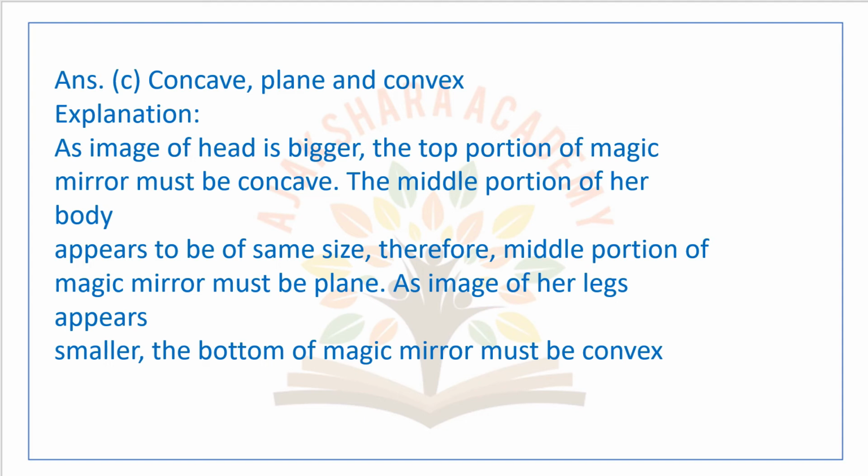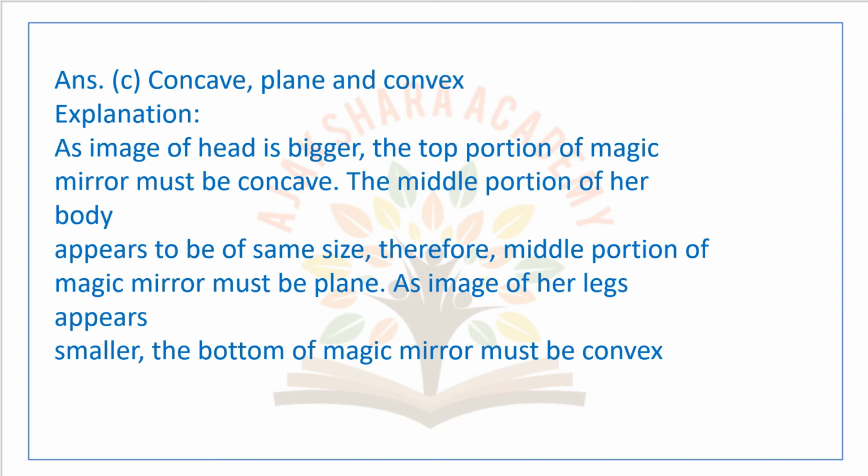So the first position should be a concave mirror, and the middle portion of her body appears to be of the same size. Therefore the middle portion of the magic mirror must be a plane. Why? Because in a plane mirror the image size is equal to the object size. As the image of her legs appears smaller, the bottom of the magic mirror must be convex. Why? Because a convex mirror is used as a rear view mirror.